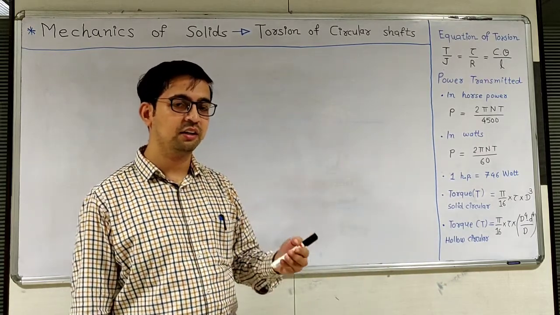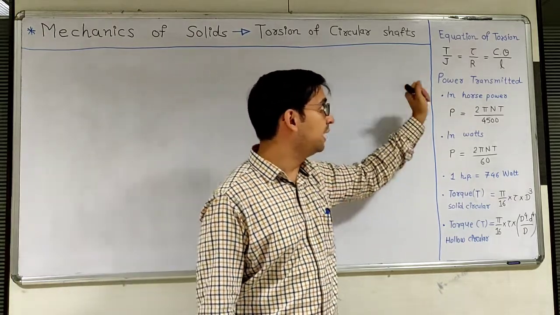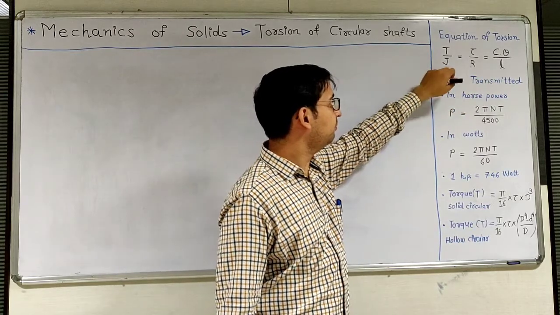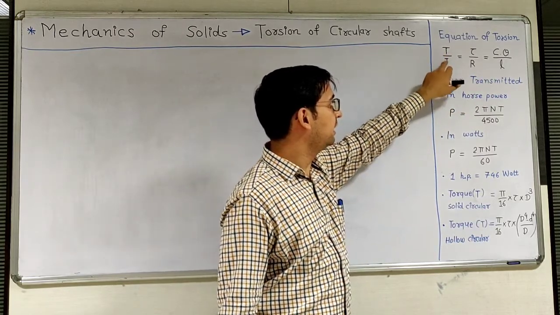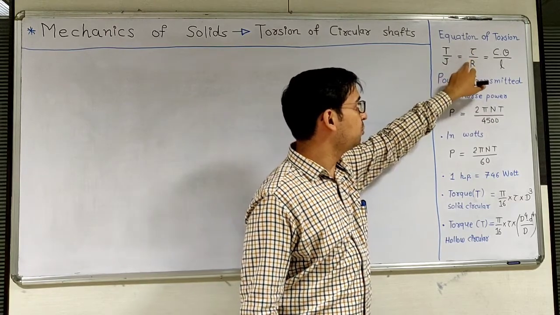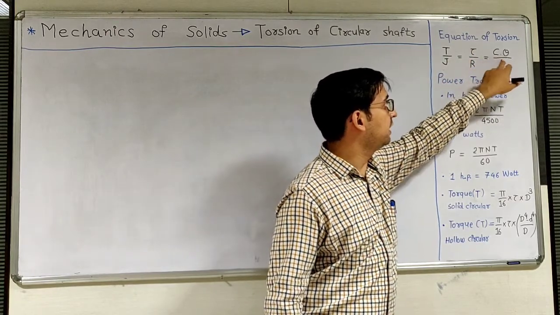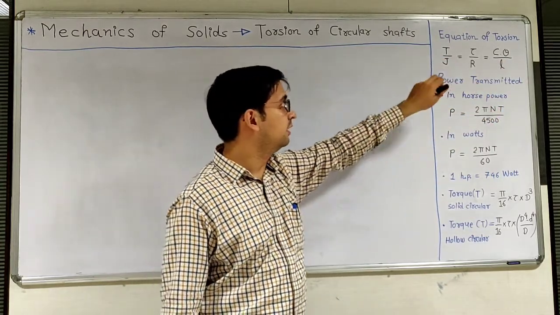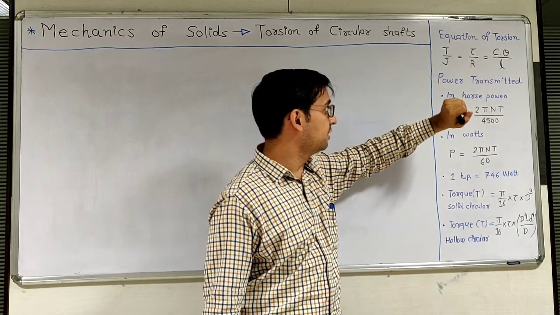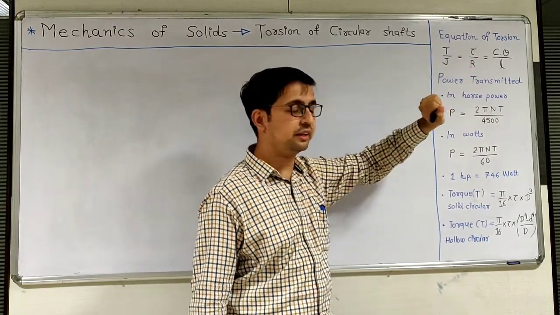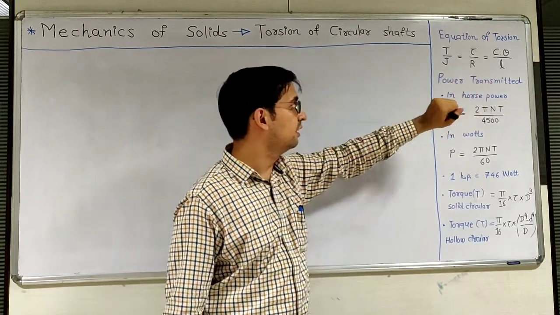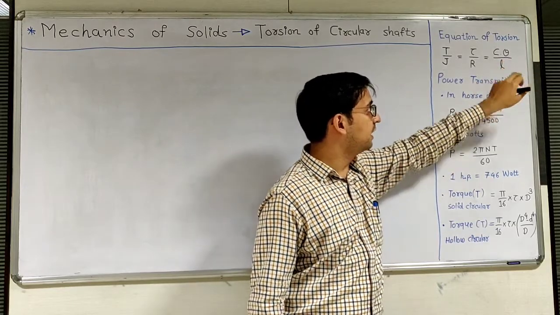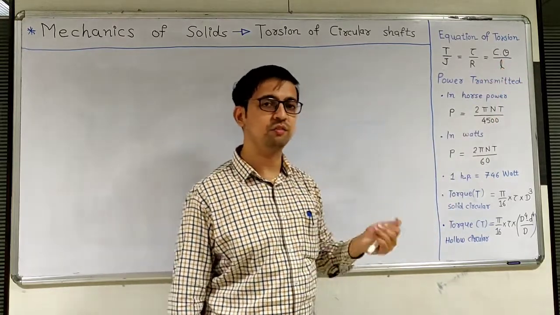So for torsion, we need to understand some prerequisites. The equation of torsion is: capital T by J equal to tau by R equal to C theta by L, in which T is torsion, J is polar moment of inertia, tau is shear stress, R is radius, C is modulus of rigidity, theta is angle of twist, and L is the length of shaft.